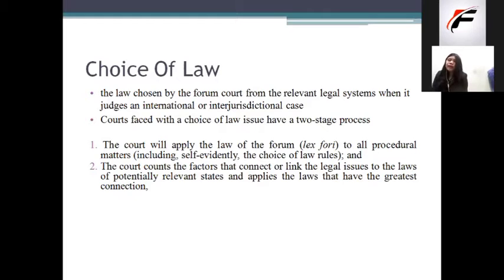And then the second one, the court counts the factors that connect or link the legal issue to the law of the potentially relevant state and applies the law that has the greatest connection. So the first one, the court will apply the law of the forum, lex fori. And then the second one, the court will count the factors that connect or link the legal issue. The court will make a characterization and then find the connecting factor between these countries.